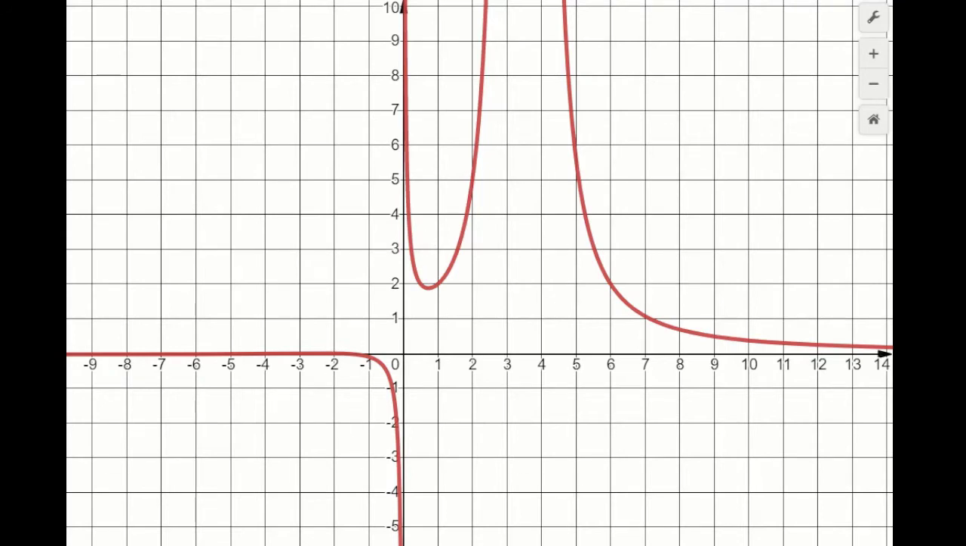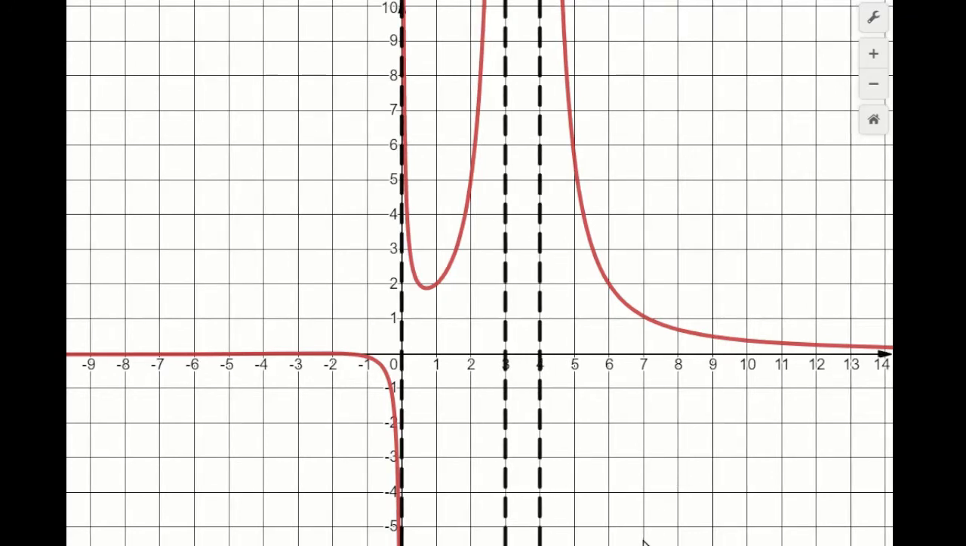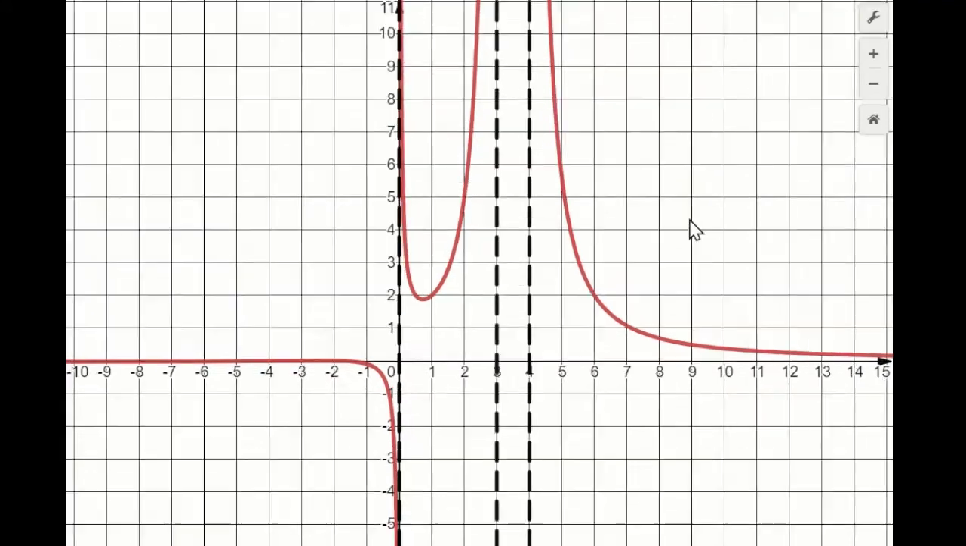One of them is at x equals 0. So now allow me to put that in. And then we have another one at x equals 3. Now allow me to put that in. And then it looks like there's another one at x equals 4. And now allow me to put that in. All right, so 3 vertical asymptotes are shown in the picture here together with our graph.